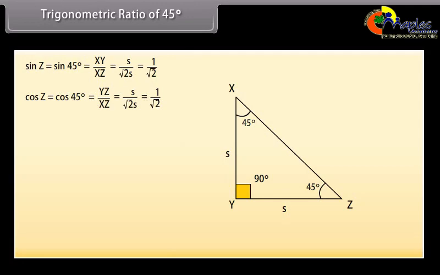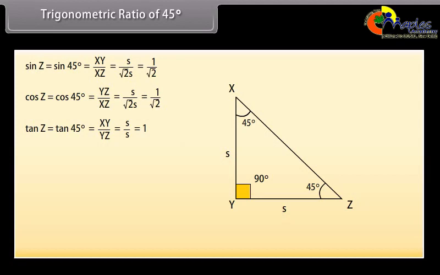Cos Z is equal to cos 45 degree, which equals YZ upon XZ, which is equal to s upon square root 2 s, which is equal to 1 upon square root 2. Tan Z is equal to tan 45 degree, which equals XY upon YZ, which equals s upon s, which is equal to 1.